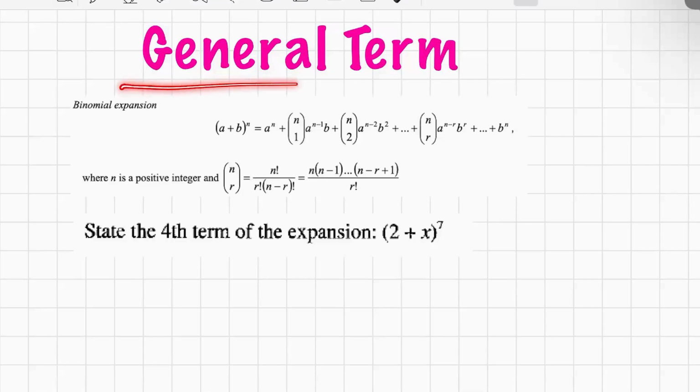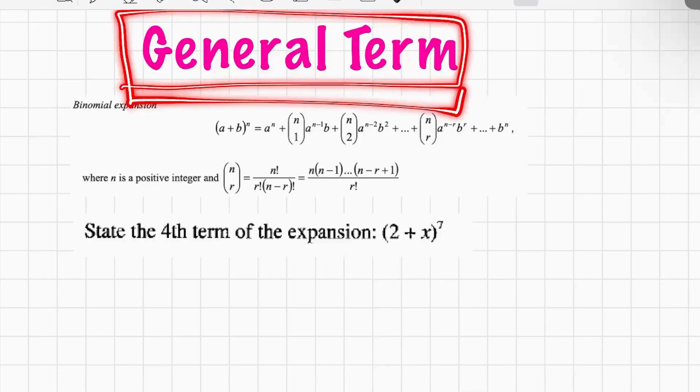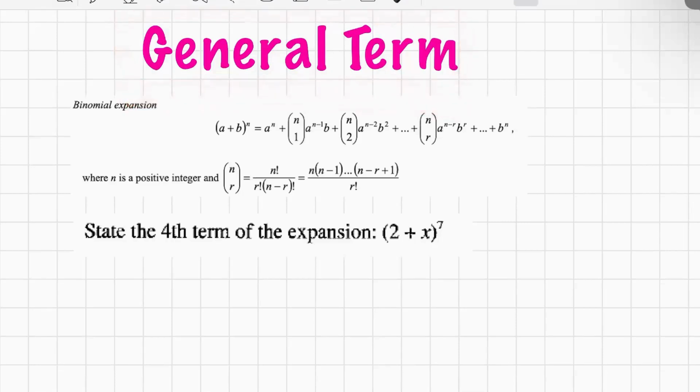Let's look at the usage of the general term. The general term allows us to find a specific term inside a binomial expansion, which means it saves us even more time, right? Then we don't have to expand all the way from the first term to the last term to find a specific term. Okay, so we're going to start with the bare basics first.